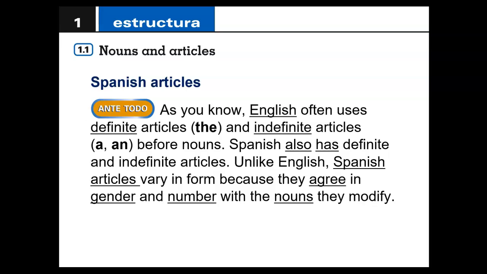Unlike English, Spanish articles vary in form because they agree in gender and number with the nouns that they modify. Okay, so that's the difference. We have gender and, of course, singular or plural.